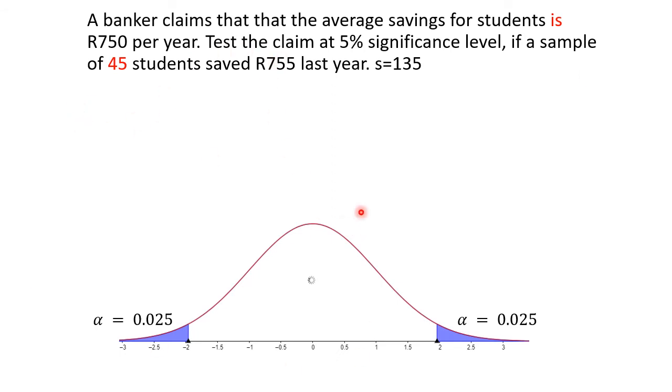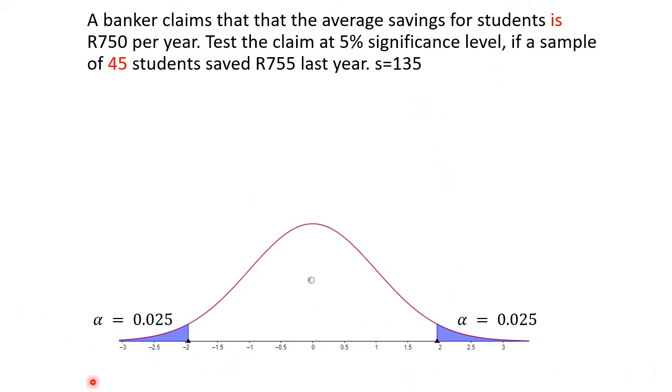A banker claims that on average, students save 750. In this case, we are saying the claim is equal, so this is a two-tailed test. It means it's equal to. Test the claim at 5% significance level. If a sample of 45 students saved 755 last year, we have a standard deviation of 135.